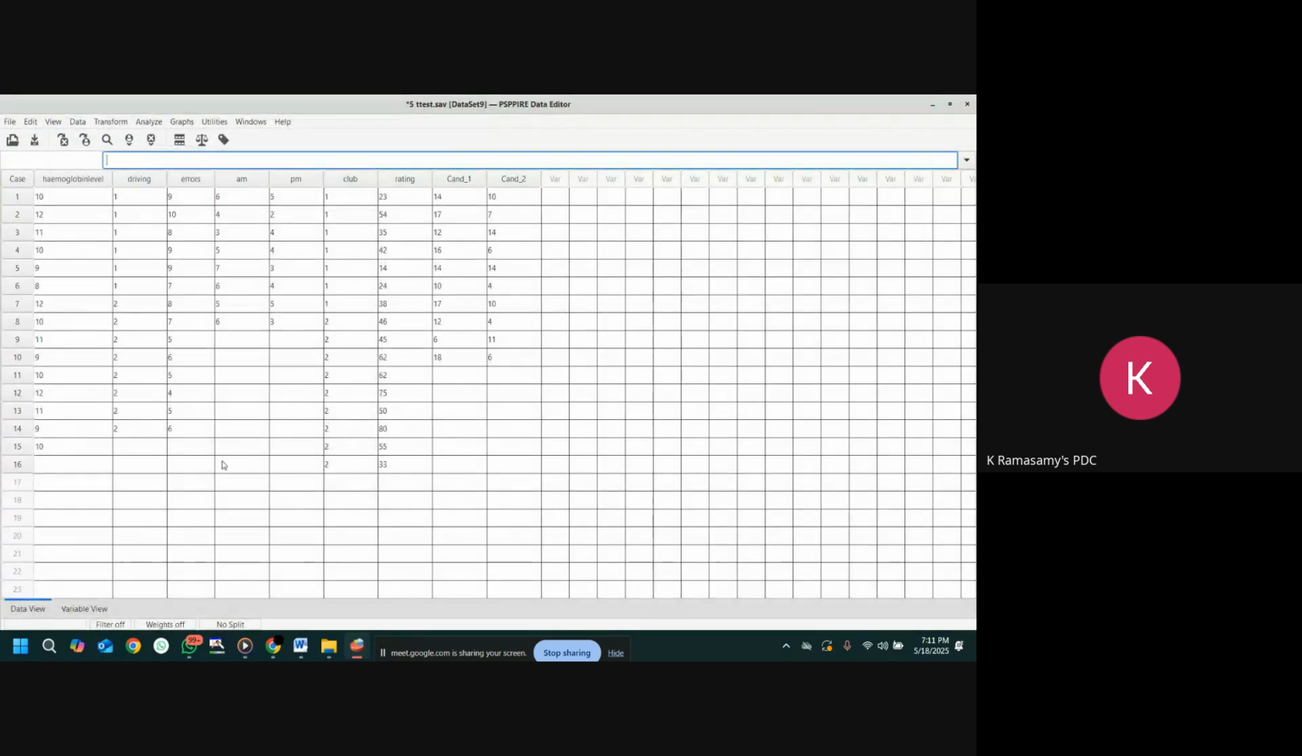Okay, fine. Then comes the independent sample t-test. See, an independent sample test means you have two variables, one independent variable and one dependent variable. The independent variable can be either a nominal variable or an ordinal variable, and the dependent variable should be a numerical variable.